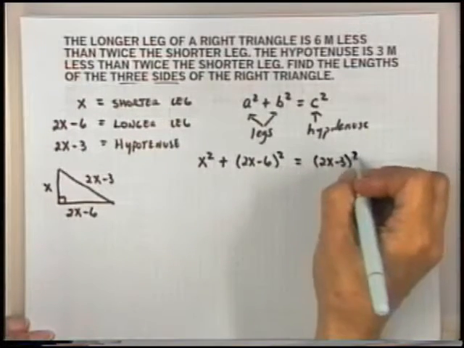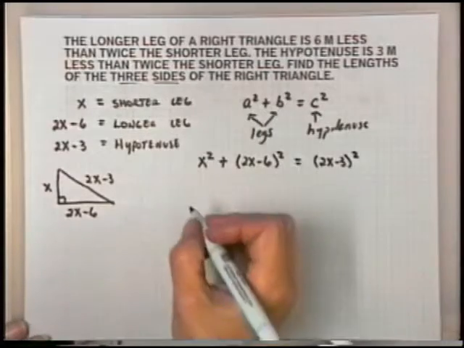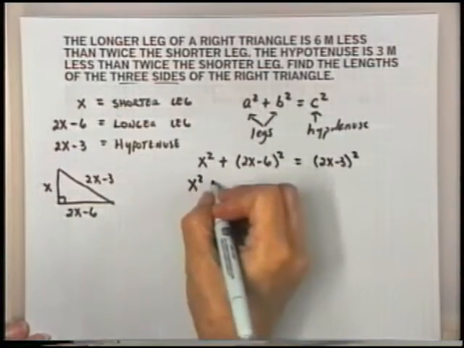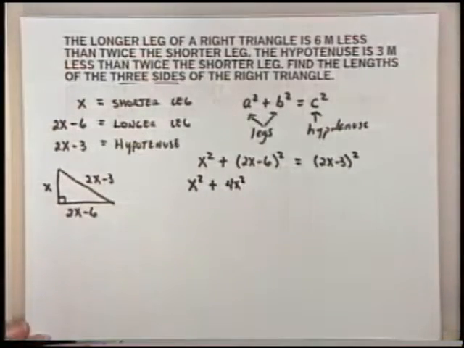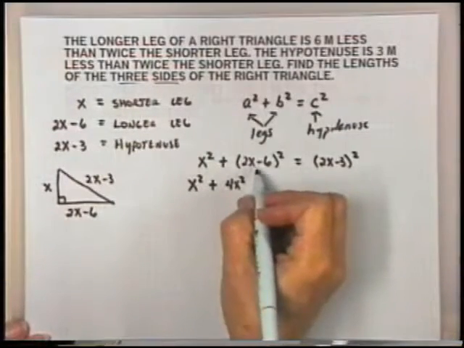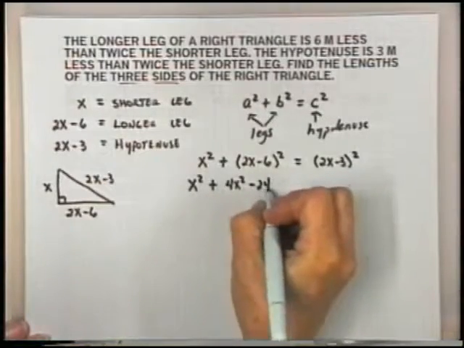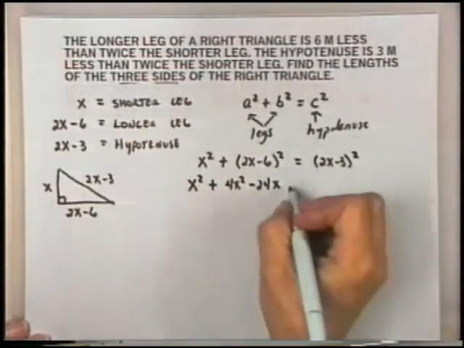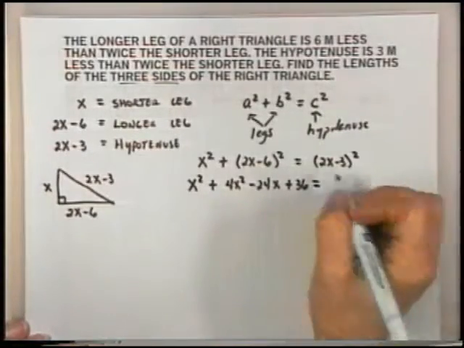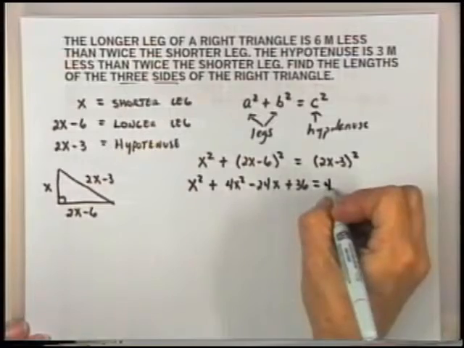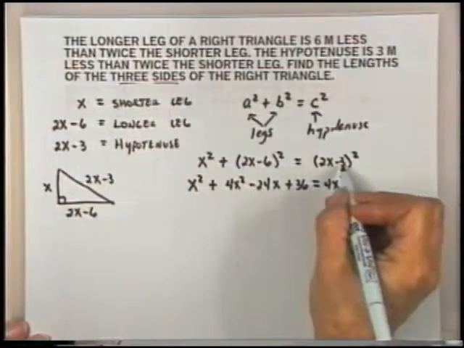This equals the hypotenuse, 2x minus 3, squared. We will need to remove parentheses. x squared plus, squaring the first term here, I have 4x squared. Multiplying these, that's negative 12x, times 2 is negative 24x, and then plus 36 equals, squaring this one, 4x squared.